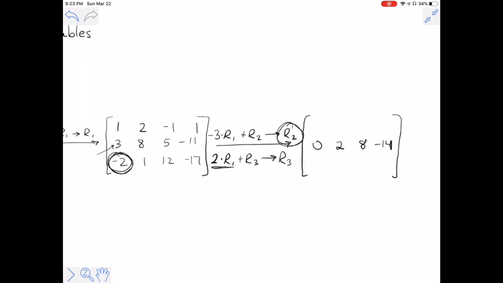This first part says 2 times row 1, so that gets multiplied by 2. 2 times 1 is 2, and then I add that to row 3. 2 plus -2 is 0. And then following the same thing, 2 times row 1 here, 2 times 2 is 4, and then 4 plus 1 is 5. And then here, 2 times -1 is -2. -2 plus 12 is 10. And finally here, 2 times row 1 is 2. 2 plus negative 17 is negative 15.